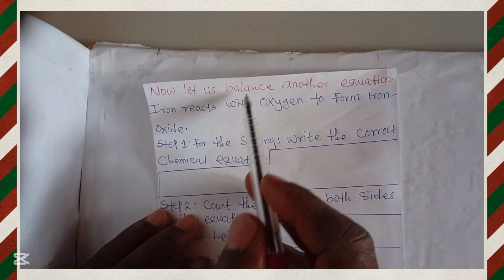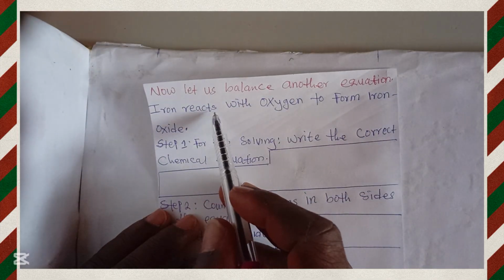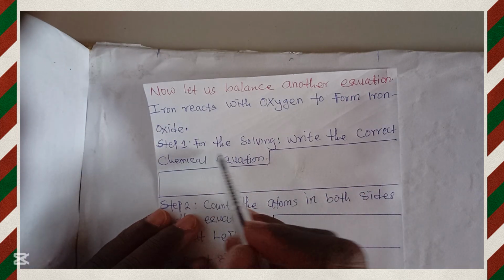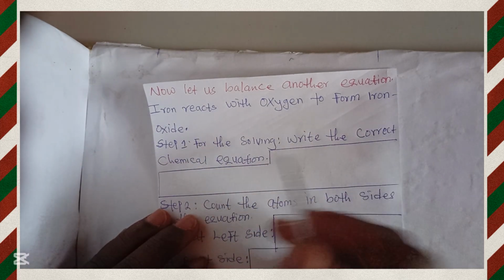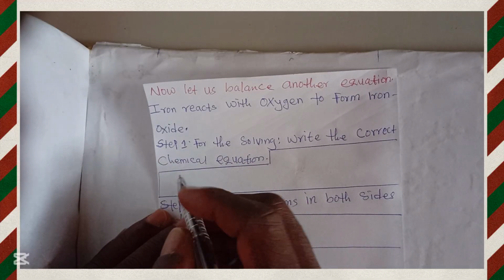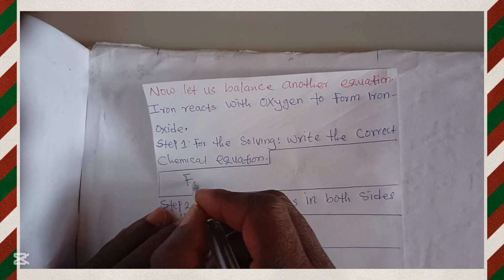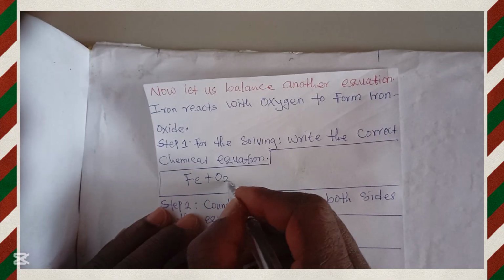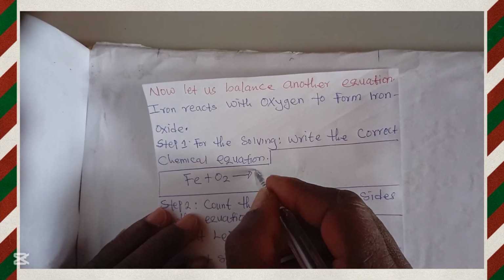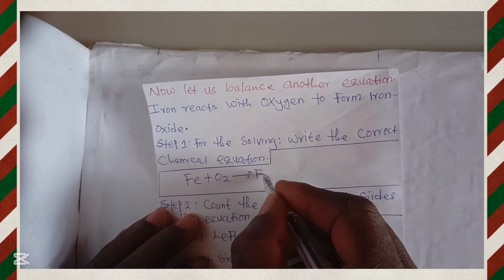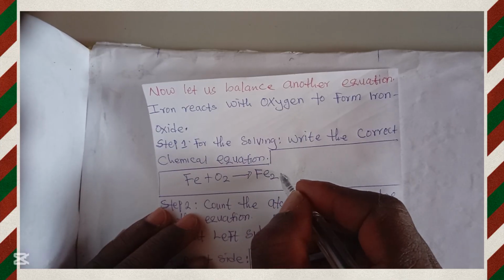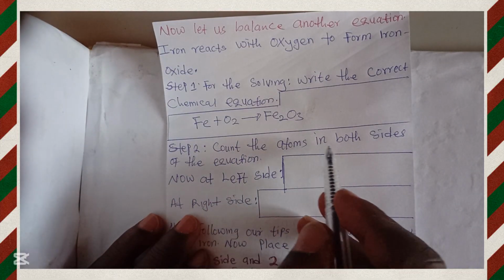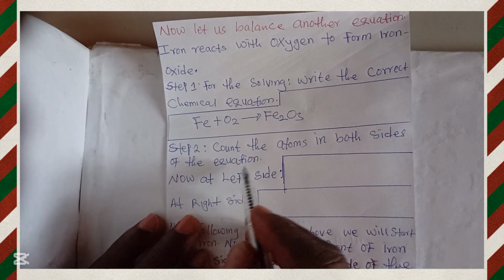Now, let us balance another equation. Iron reacts with oxygen to form iron oxide. Step 1. For the solving, write the correct chemical equation. Now, we have Fe plus O2 giving us Fe2O3. Step 2. Count the atoms on both sides of the equation.